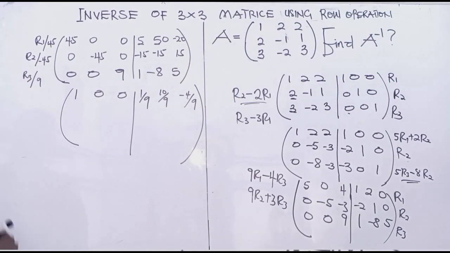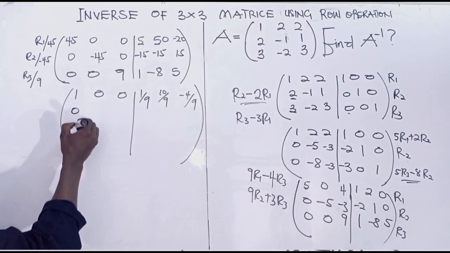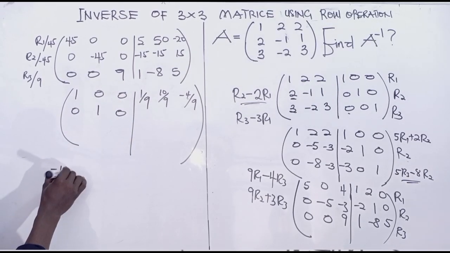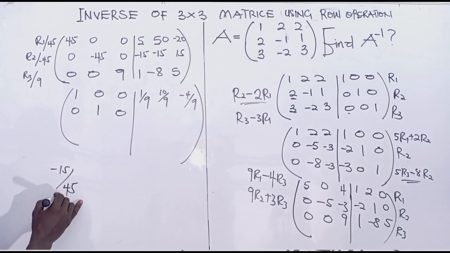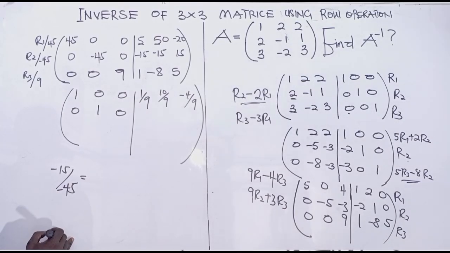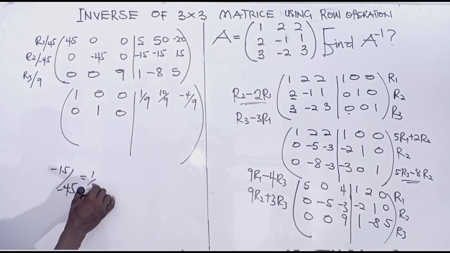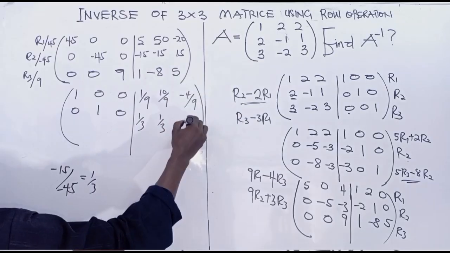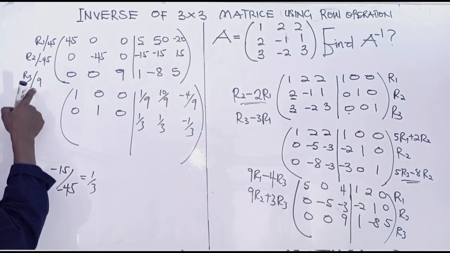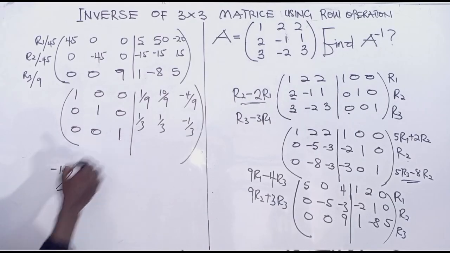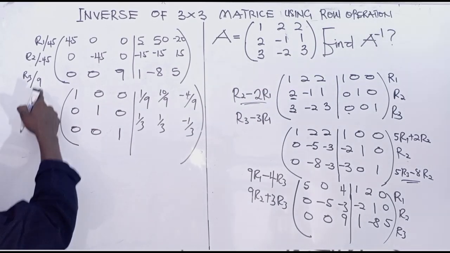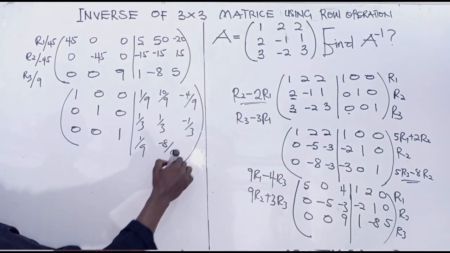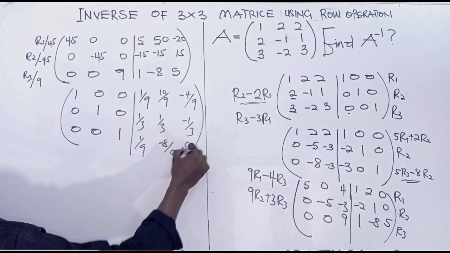So we have R2 divided by minus 45. This is going to give us 0. This is going to give us 1. This is going to give us 0. Now we have minus 15 divided by minus 45, and that's going to give us 1 over 3. This is also giving us 1 over 3. This is giving us minus 1 over 3. Now let's look at this. So we have 0, 0, 1. This will give us 1 over 9. This will give us minus 8 over 9. And this is giving us 5 over 9.